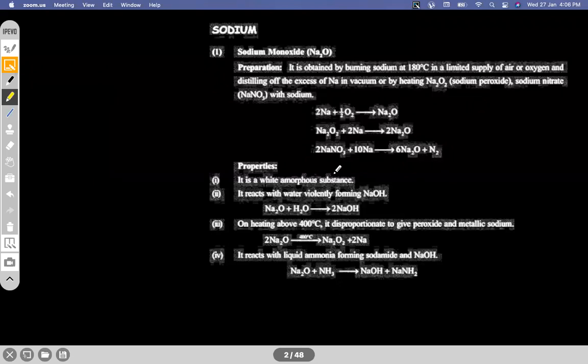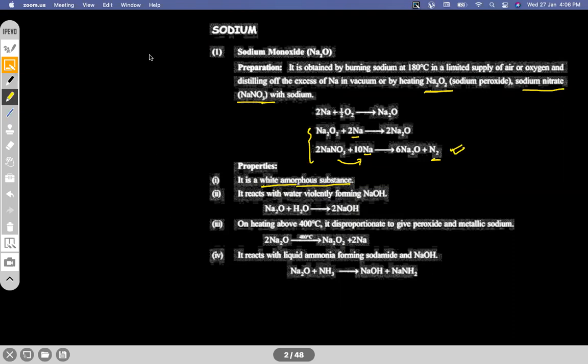So first of all, Na2O is a white amorphous solid. Okay, you should know how it is prepared. It is prepared by heating sodium peroxide, Na2O2, or sodium nitrate, NaNO3, with sodium itself. It converts into sodium monoxide and N2 gas is released. This reaction is important. Sodium nitrate on reaction with sodium releases nitrogen gas.